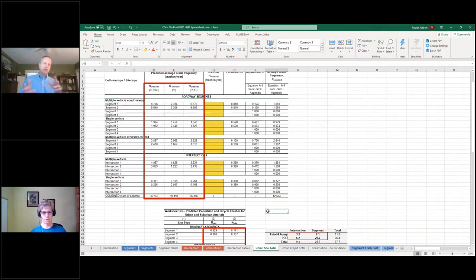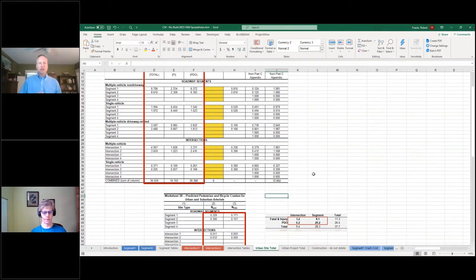Some of this information is also available at the bottom of the sheets we just looked at. It's also available on another tab, which is the project total. But right now, let's just focus on this urban site total sheet, which I've got the boxes kind of drawing attention to the key output information.